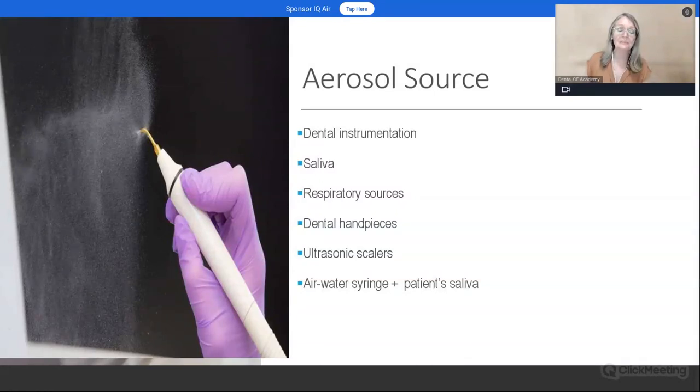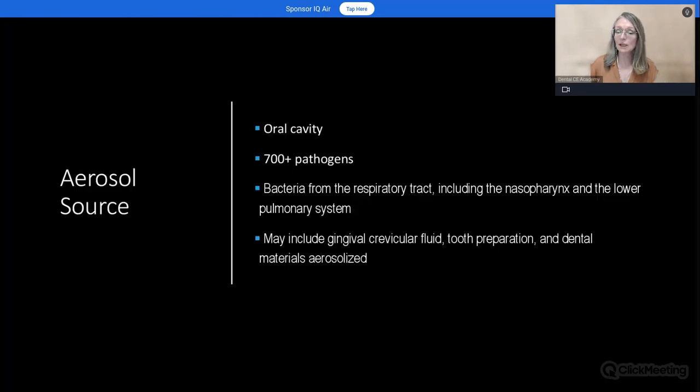Talking about aerosol here. Okay, aerosol source. Dental instrumentation, saliva, respiratory sources, dental handpieces, ultrasonic scalers, and air water syringe. Okay, I should be a good walking commercial for why we need to improve aerosol control in healthcare settings.